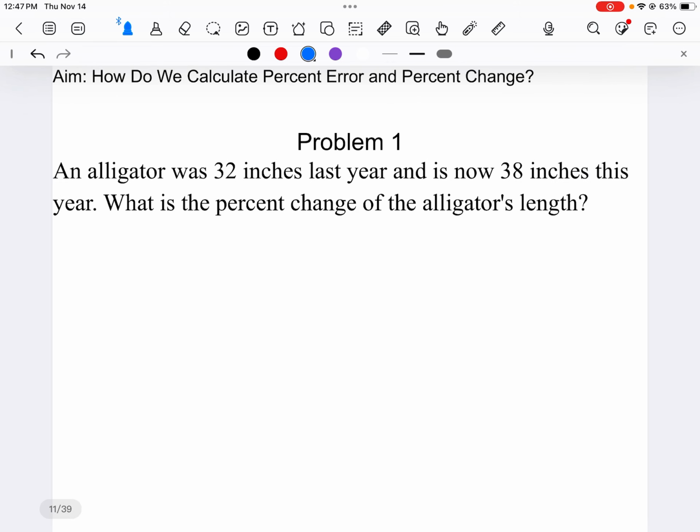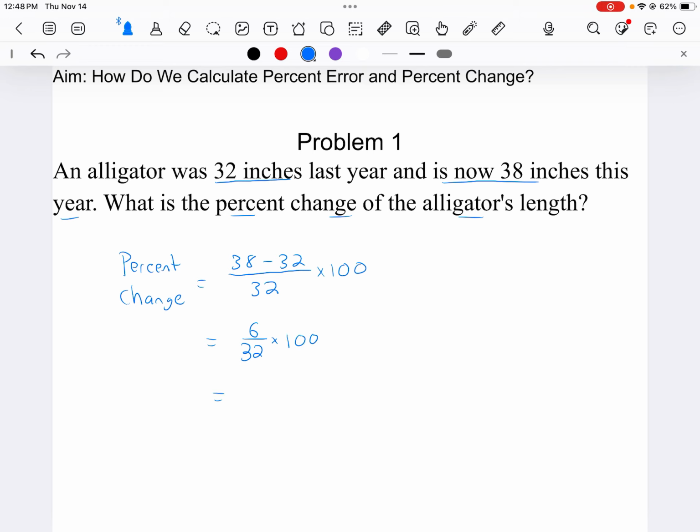An alligator was 32 inches last year and is now 38 inches this year. What is the percent change of the alligator's length? So since we're looking for the percent change, using our formula, we're going to do the final number, which is what it is now, 38, minus the initial 32 inches, divided by the initial length of 32, times 100. 38 minus 32 is 6. So we have 6 over 32 times 100.